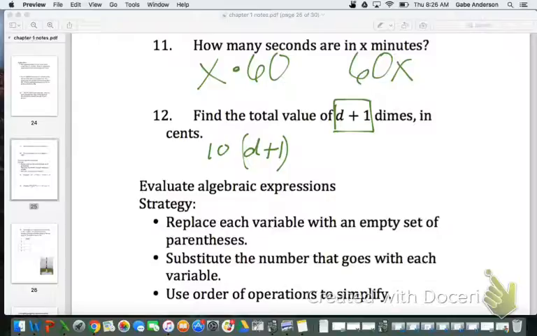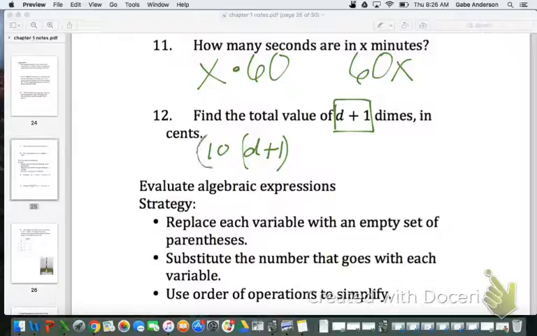So this would be at least an expression. I mean, Ben's expression would be 100% correct as well. But it's 10 times the number of dimes. I don't have D dimes. I don't have 1 dime. I've got D plus 1. So I've got to multiply the 10 times the whole quantity. Amelia, could you put the 10 in parentheses on there?